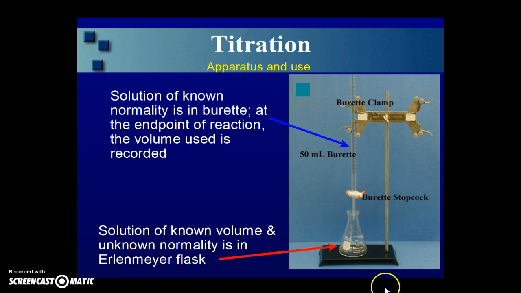This is the apparatus that we usually see in a titration. We put a solution of known normality in the burette, and at the end point of the reaction, we record the volume of the solution that we have used. A solution of known volume but unknown normality is in the Erlenmeyer flask below, and the stopcock controls the entry of whatever is in the burette to the Erlenmeyer flask.